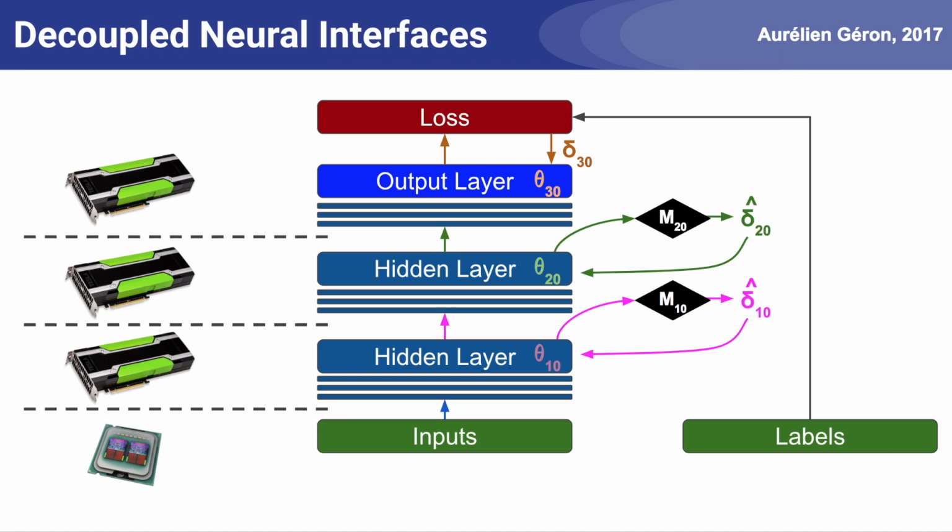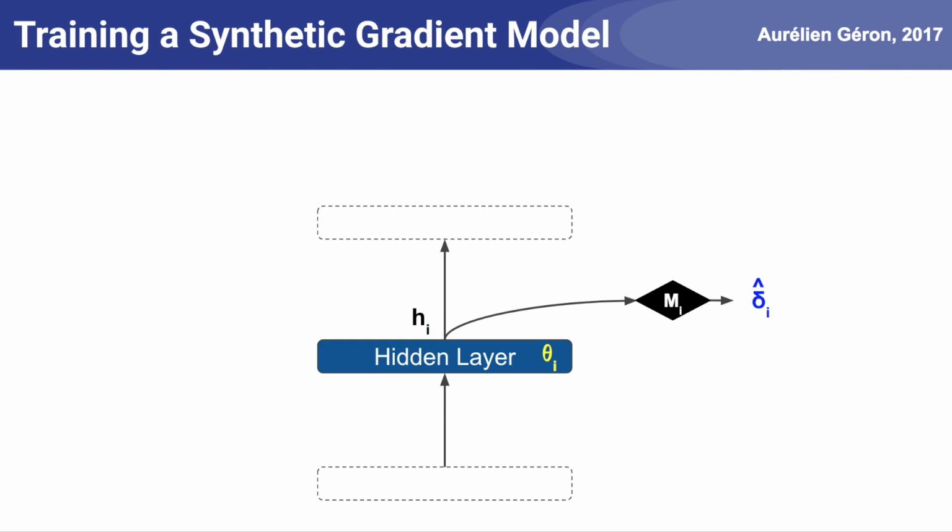Great, now it's time to open the black boxes and see how the synthetic gradient models work. Let's focus on a hidden layer I. It has its own synthetic gradient model M_I, which produces synthetic gradients delta I hat. And these synthetic gradients can be used to update the hidden layer's parameters without waiting for the true gradients to be computed, as we have just seen. This model can simply be a small neural network, for example, a single linear layer with no activation function, or it could have a hidden layer or two.